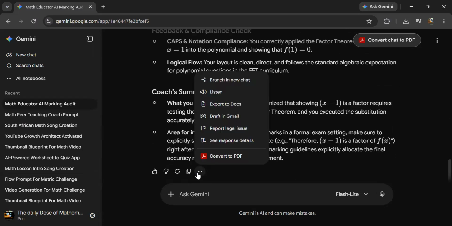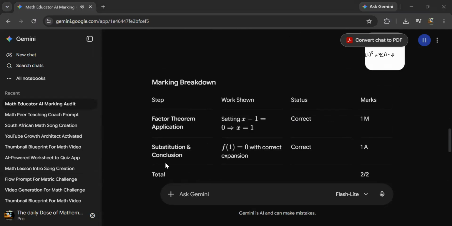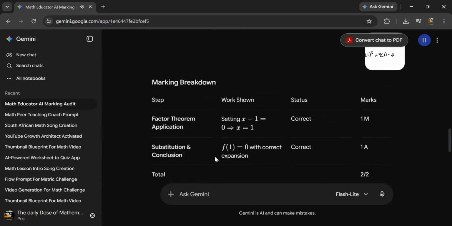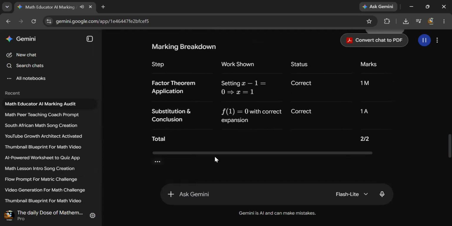Don't guess, don't stall. Marking breakdown. Step: work shown. Status: marks. Factor theorem application. Setting x − 1 equals 0, so x equals 1. Correct, 1M. Substitution and conclusion: f(1) equals 0 with correct expansion. Correct, 1A. Total: 2 marks.